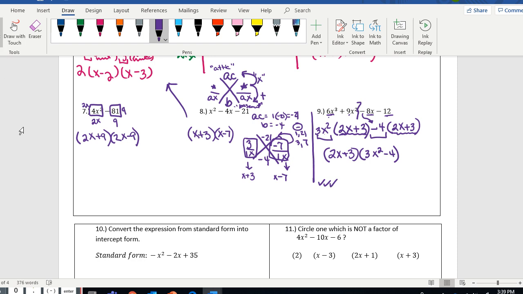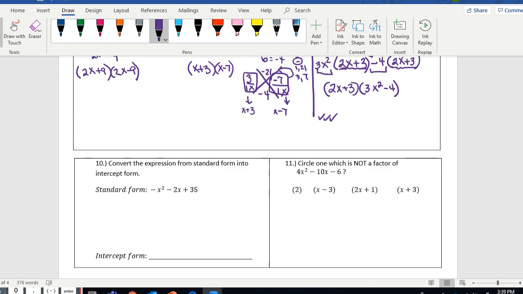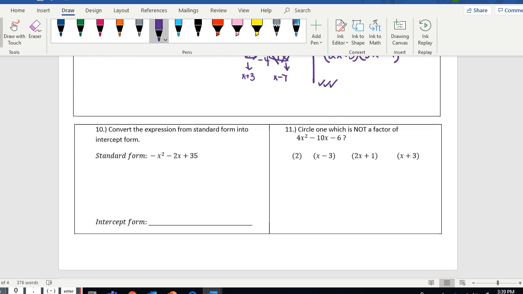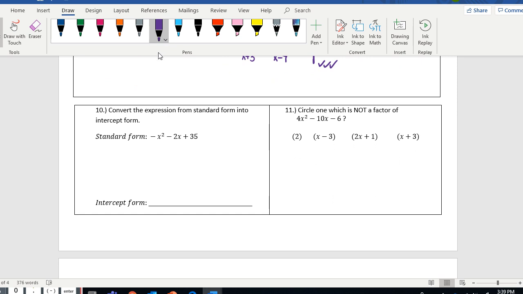All right, new method. Let's look at this one. Convert from standard form into intercept form, number 10. On this one, you've got a GCF of a -1. If you can avoid a negative, you really, really want to do that. So I'm going to pull a negative out. It is not good for this first number to be negative. So this leaves me x squared plus 2x minus 35.